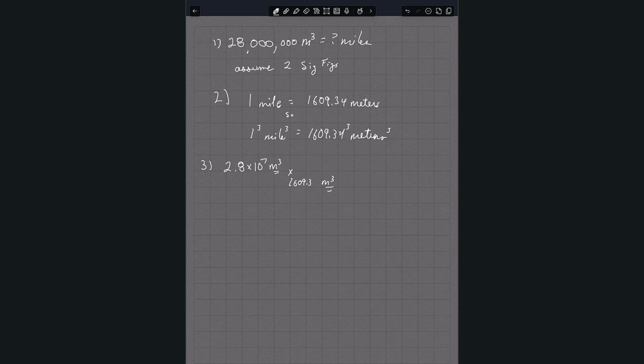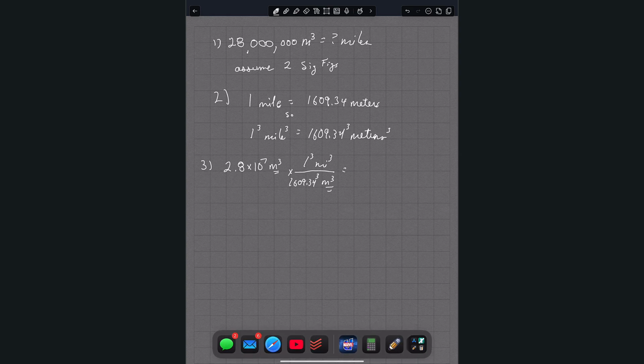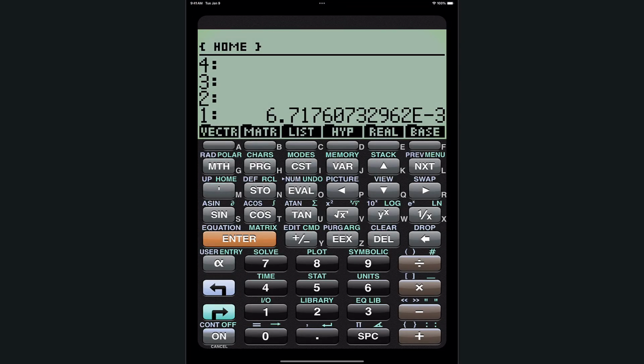So we're at 1,609.34 cubed, meters cubed, over 1 cubed, mile cubed. And we just do that math and that's our answer. So let's do the math. I have an RPN, or reverse Polish notation calculator, so it might look a little weird to you, but I'll explain as I go along.